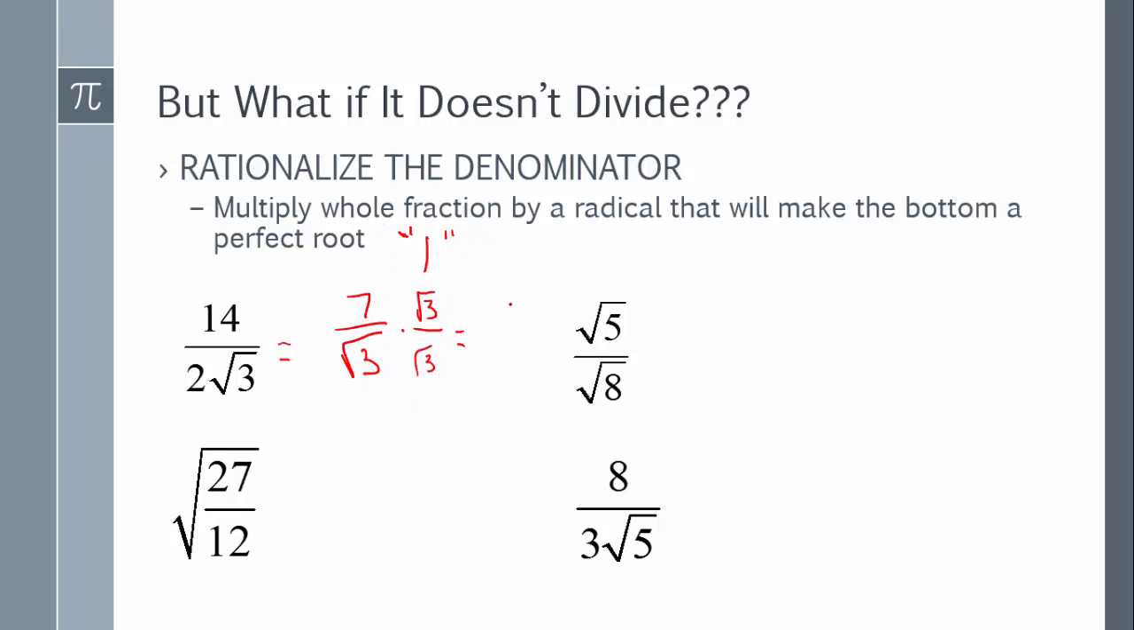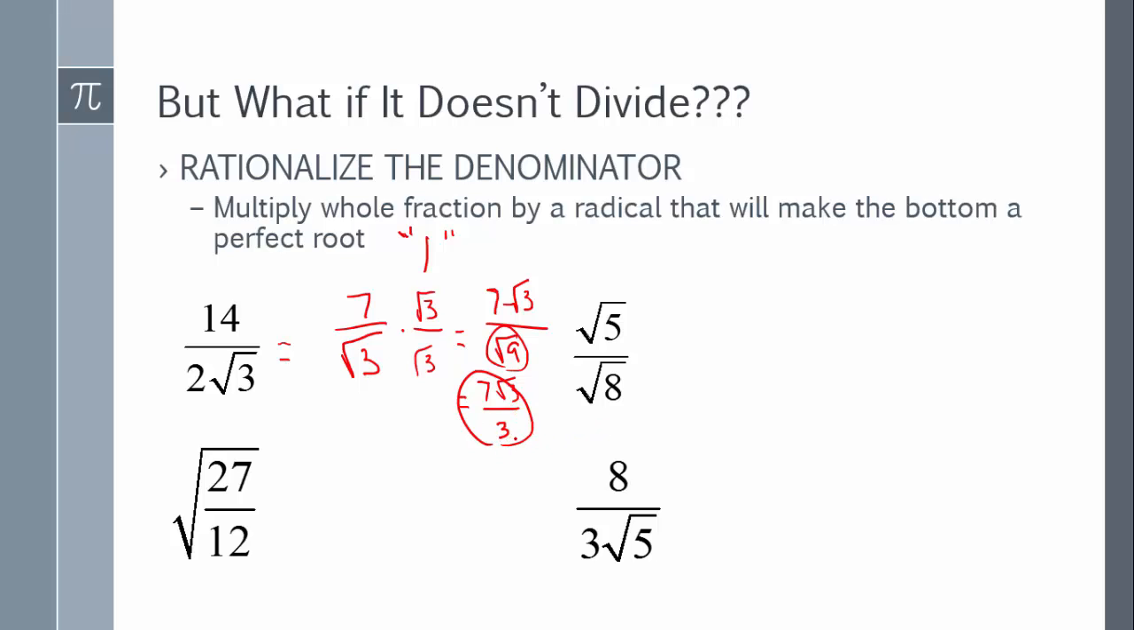Okay, 7 times the square root of 3 is 7 root 3. Root 3 times root 3 is root 9, but what do you know now? That's a perfect square. So 7 root 3 over 3 is how we would reduce it. And now there's no denominator.